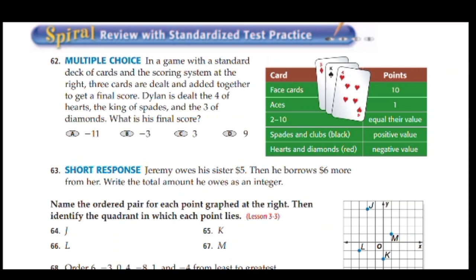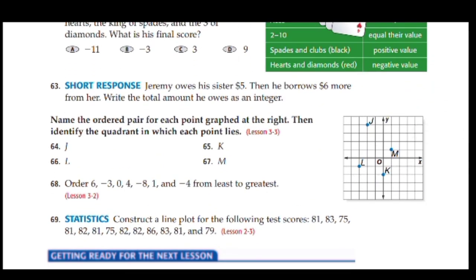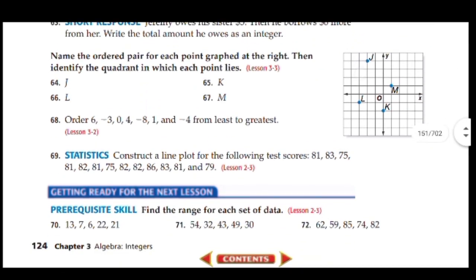63. Short response. Jeremy owes his sister $5. Then he borrows $16 more from her. Write the total amount he owes as an integer. Name the ordered pair for each point graphed at the right. Then identify the quadrant in which each point lies.